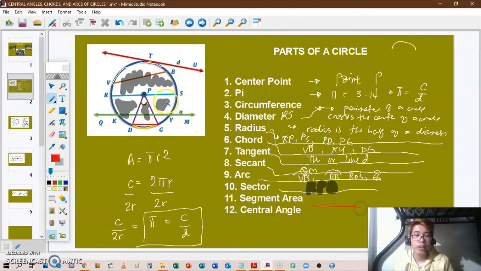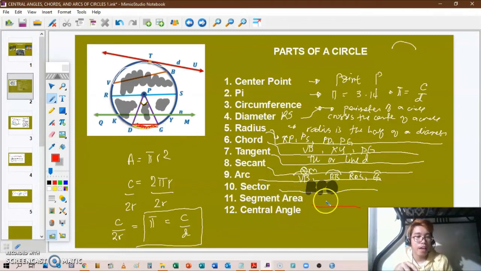And then we have the segment area. The segment area is the area of a given segment. So how do you define a segment? This is a segment. A segment is a part of a sector. When you have a sector and you divide the sector, you have created two areas, the area of the triangle and the area below the triangle. The area found below the triangle is the segment.